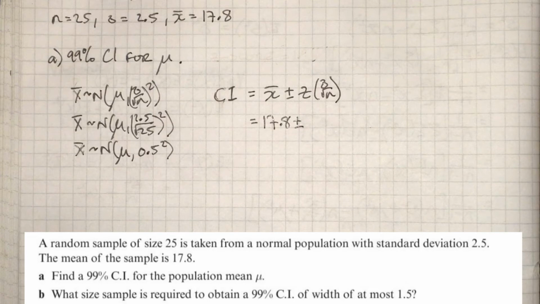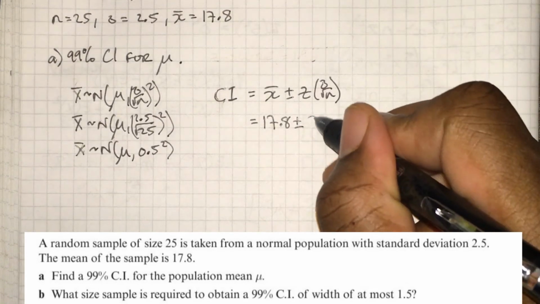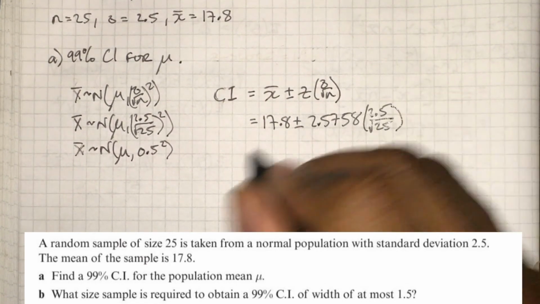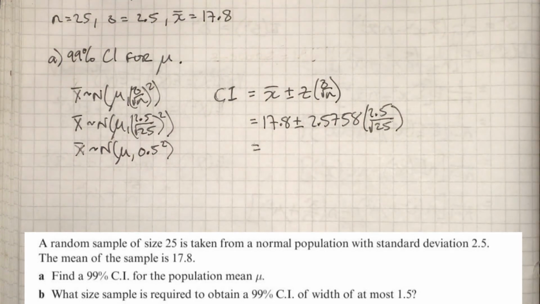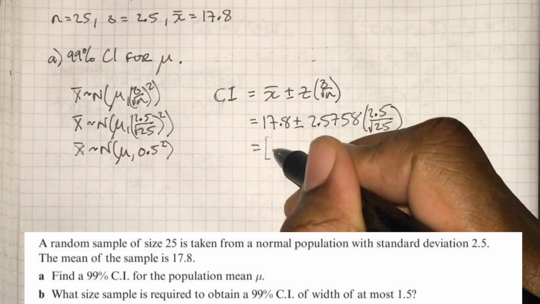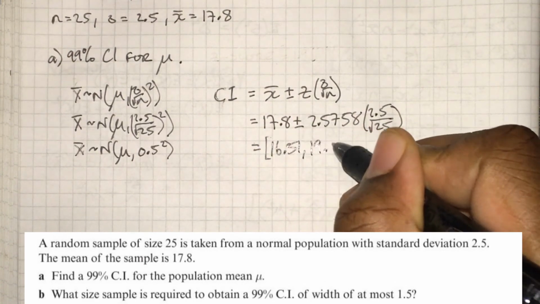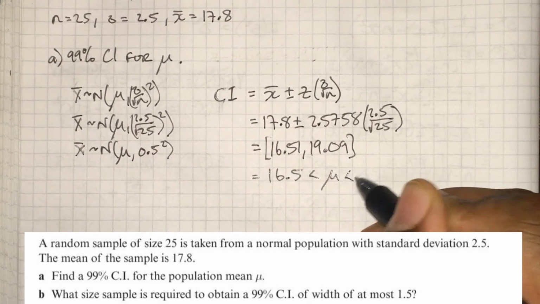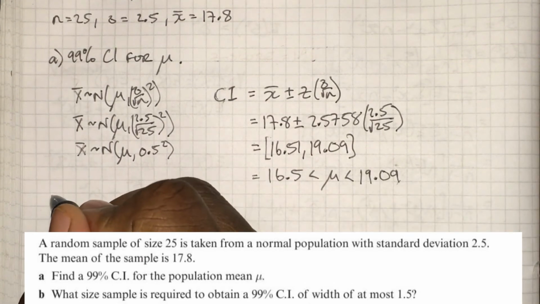So this z-score, we're either going to pull from the tables, or you can use the inverse function on your calculator. So obviously, 1% is going to be in the tails, and if we split that in two, that gives us 0.5%, which is the z-score 2.5758. So if we multiply by the standard deviation of x bar, we'll get the two limits that we're looking for, 16.51 and 19.09. And once again, there are multiple forms in which you can display your confidence interval.